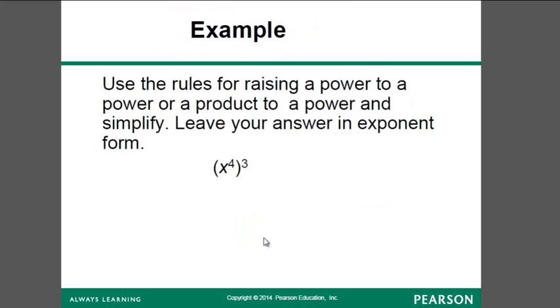So let's look at x to the fourth raised to the third. Again, using the power rule, I've got a power raised to a power, and so I get to multiply my powers. 4 times 3. And I get x to the 12th.